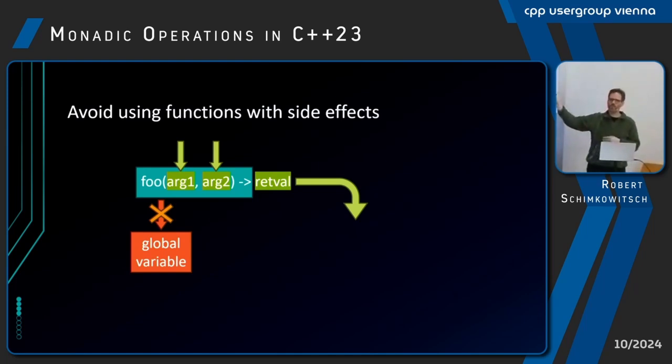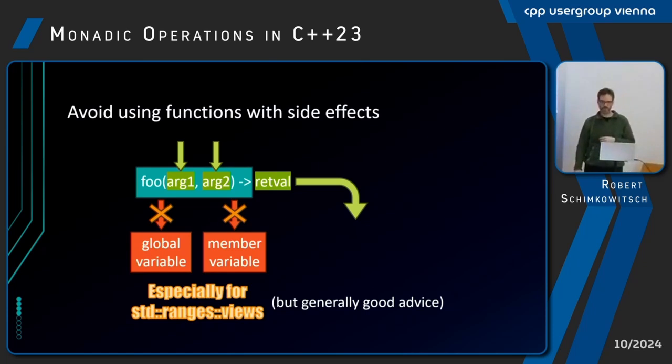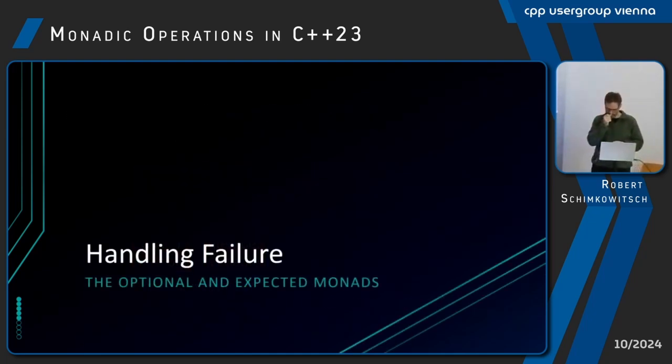I think most of us hopefully know that global variables are something to be looked at carefully. But in my view, especially when you use it in functors or in monads, please also avoid changing member variables. You will sometimes be surprised how often, for example, your function is called. So this goes especially for std ranges views, but it's generally good advice for functors, for monads, in my view also in general. Now, in our last example, we have conveniently assumed that our functions don't fail. And if they do, they still return usable results like an empty vector.